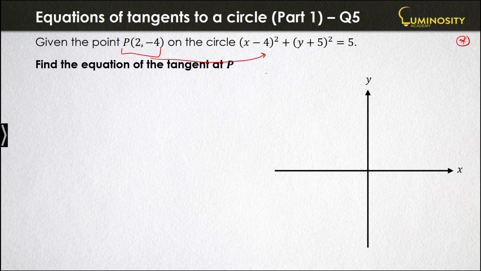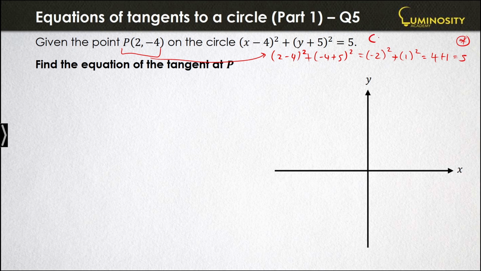If I substitute that in, 2 minus 4 for x, and -4 plus 5 for y, I'm going to have 2 minus 4 is -2 all squared, and -4 plus 5 is 1 all squared. -2 all squared is 4, plus 1 squared is 1, is 5. Okay, so that point definitely lies on that circle.